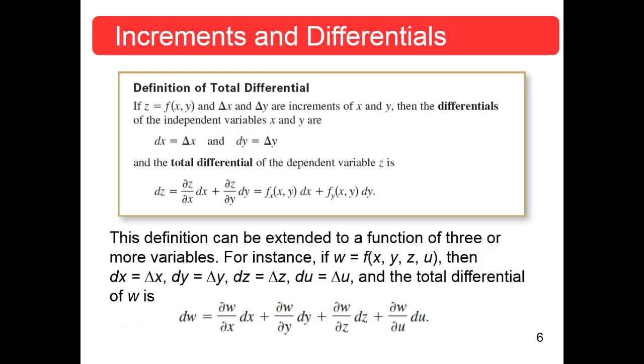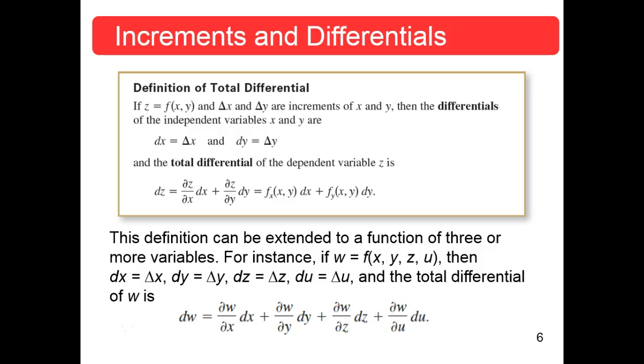Let's say 4. W is equal to f of x, y, z, and u. These are all 4 independent variables. Then dx is delta x, dy is delta y, dz is delta z, du is delta u. Those are the independent variables. And the total differential of the dependent variable, dw, is the partial of w with respect to x, dx, plus the partial of w with respect to y, dy, plus the partial of w with respect to z, dz, plus the partial of w with respect to u, du. Okay? That's how you get your total differential.